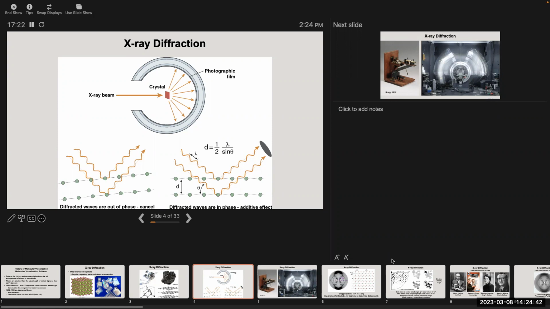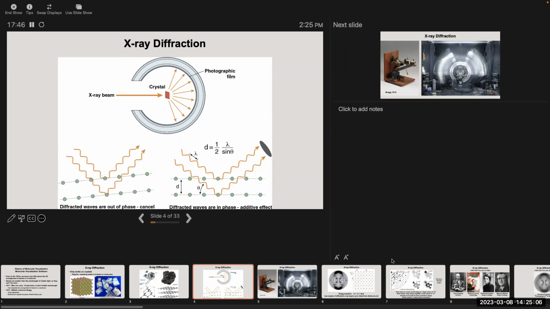So as the X-ray beam is diffracted out of the crystal in this second situation here on the right, the peaks of one wave line up with the peaks of the wave next to it. The troughs of one wave line up with the troughs of the wave next to it. This has an additive effect. The energy of those adjacent waves is actually going to be multiplied, increase.